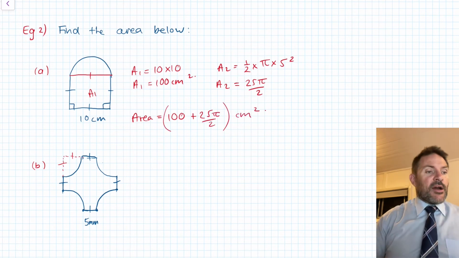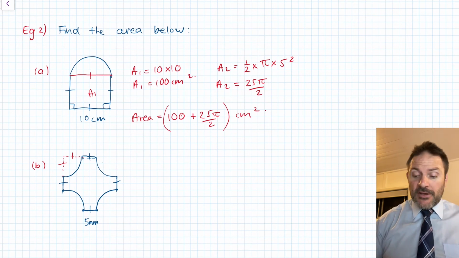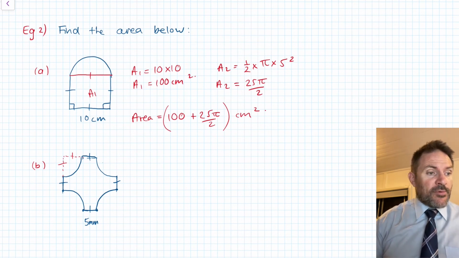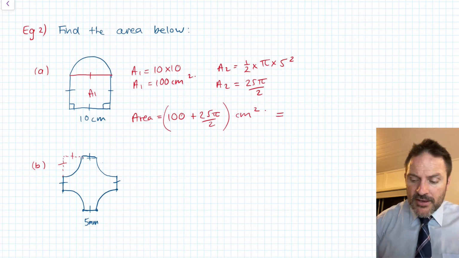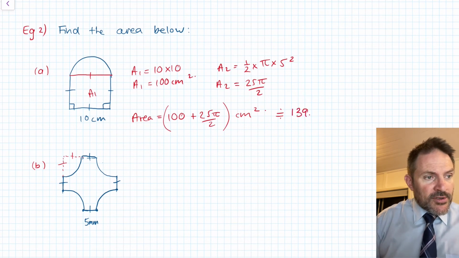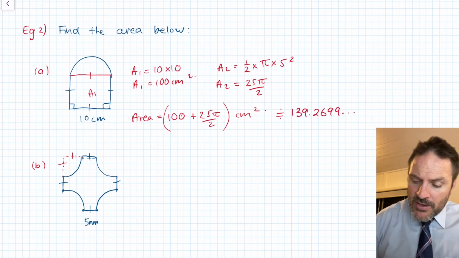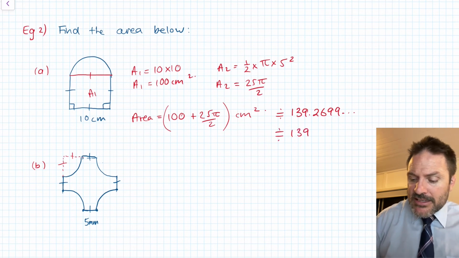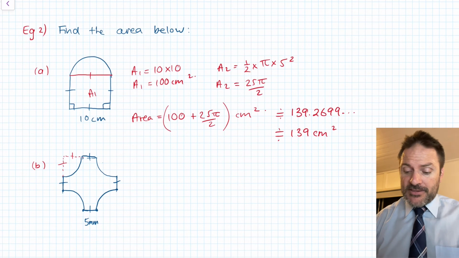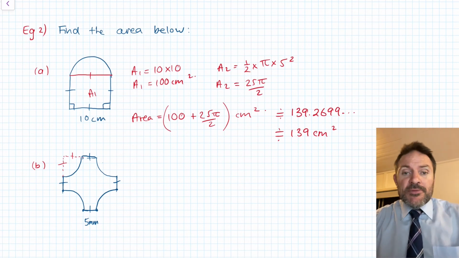centimeters squared. Now, of course, we might be asked to do significant figures or some sort of rounding. So I'm going to put there 100 plus, I'm going to type my 25 over 2. And I've got my pi in there. Sorry, it's a little bit slow. Okay, so we get approximately 139.2699 ... which would be 139 centimeters squared to 3 significant figures. Okay, so again, that's pretty important to have a look at.